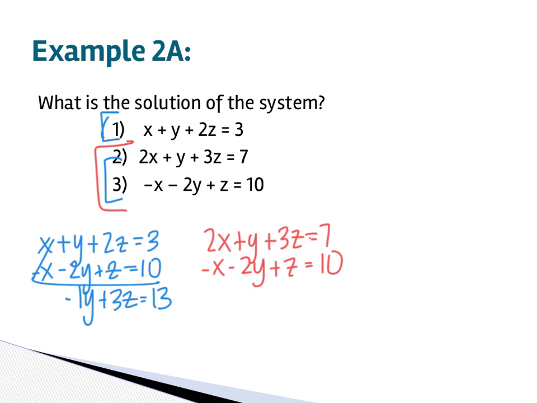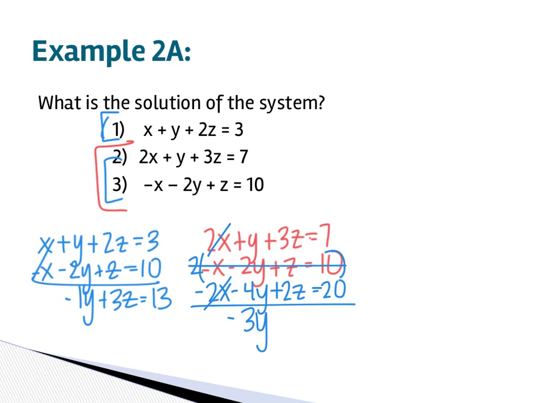Okay, I'm trying to eliminate the x's, but these won't eliminate, so I'm going to have to multiply the whole bottom equation by 2. That's actually going to give me negative 2x minus 4y plus 2z equals 20. And then when I combine them, those cancel, and I get negative 3y plus 5z equals 27.